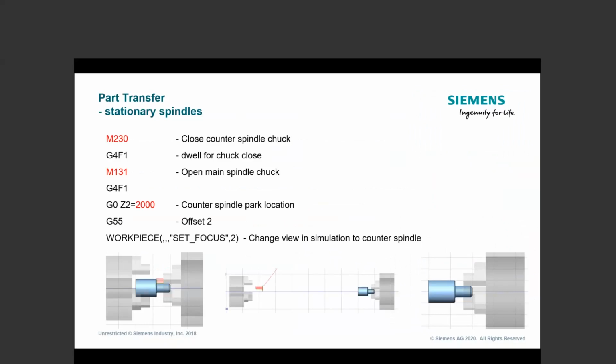What is kind of cool, and I did talk about it in that webinar, is the workpiece set focus. This has no bearing other than in simulation. So if you watch, the system automatically changes the view once it transfers to the next spindle. So I do that with this workpiece set focus command. So this is great from a simulation perspective, has no bearing on your part toolpath at all.